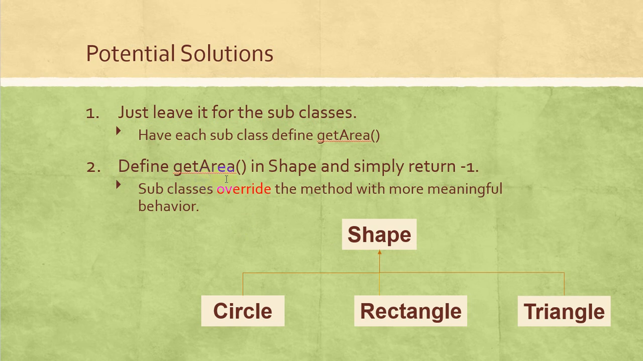So define the get area in the shape and simply return -1. We're talking about the shape class. We'll define this function get area and we'll return -1 because it's not doing anything. We cannot define a specific functionality in a shape. Subclasses override the method with more meaningful behavior. So the important thing is the overriding. In overriding, you already know that whatever methods are defined in the parent class should also be defined in the child classes with the same signature.